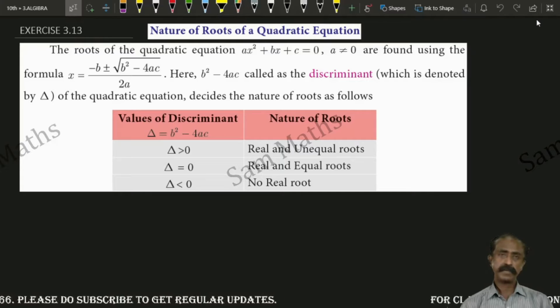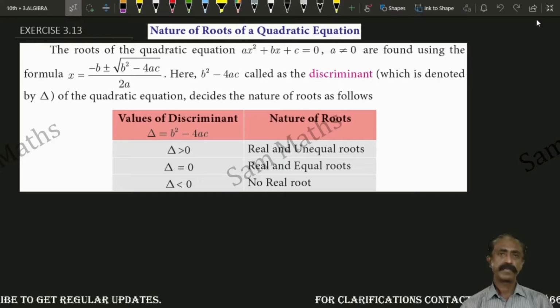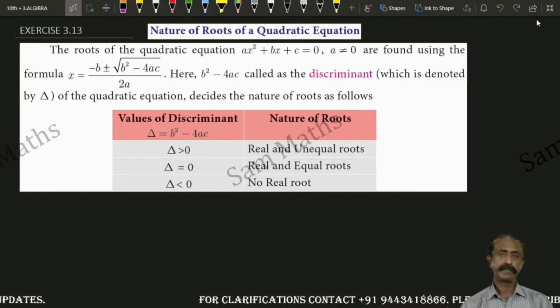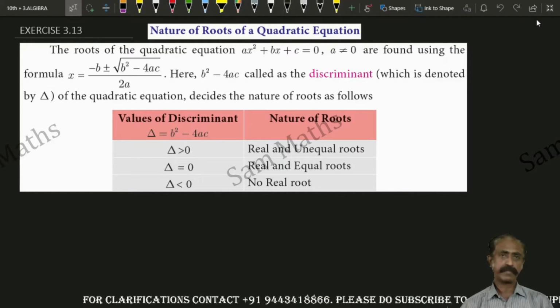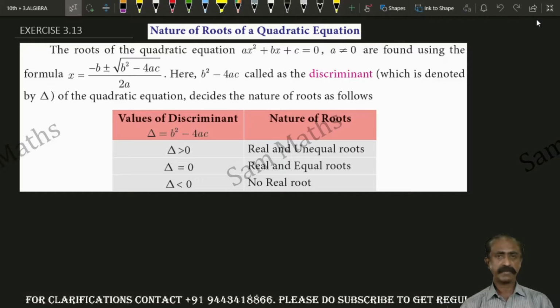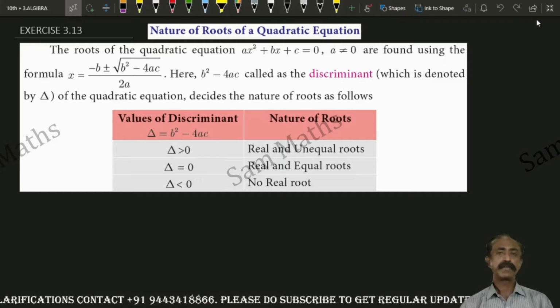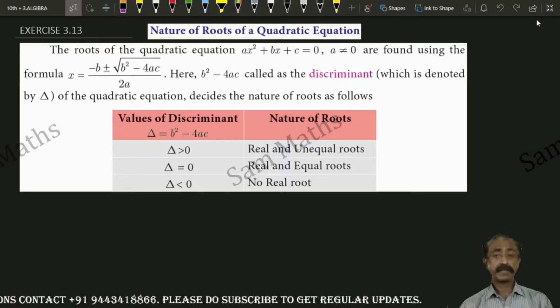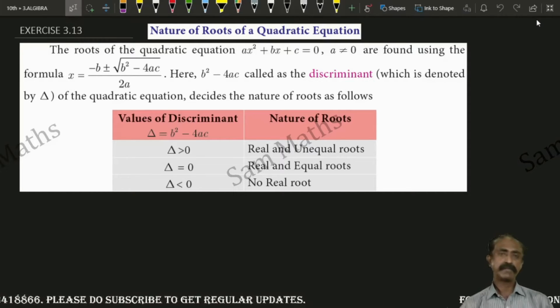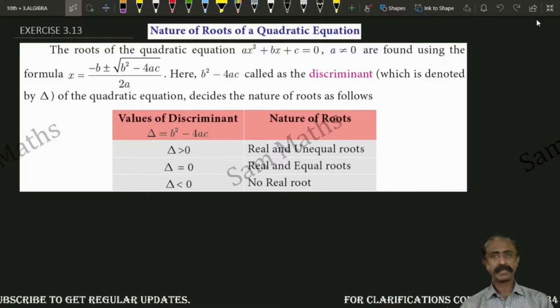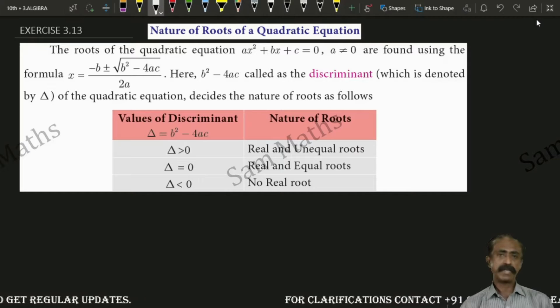In this video, we are going to discuss the nature of roots of a quadratic equation. Already we studied how to solve the equation by using the formula: x equals minus b plus or minus square root of b square minus 4ac, divided by 2a. Here, the nature of the root is based on the value inside the root, that is b square minus 4ac. That is known as the discriminant, which is denoted by delta.